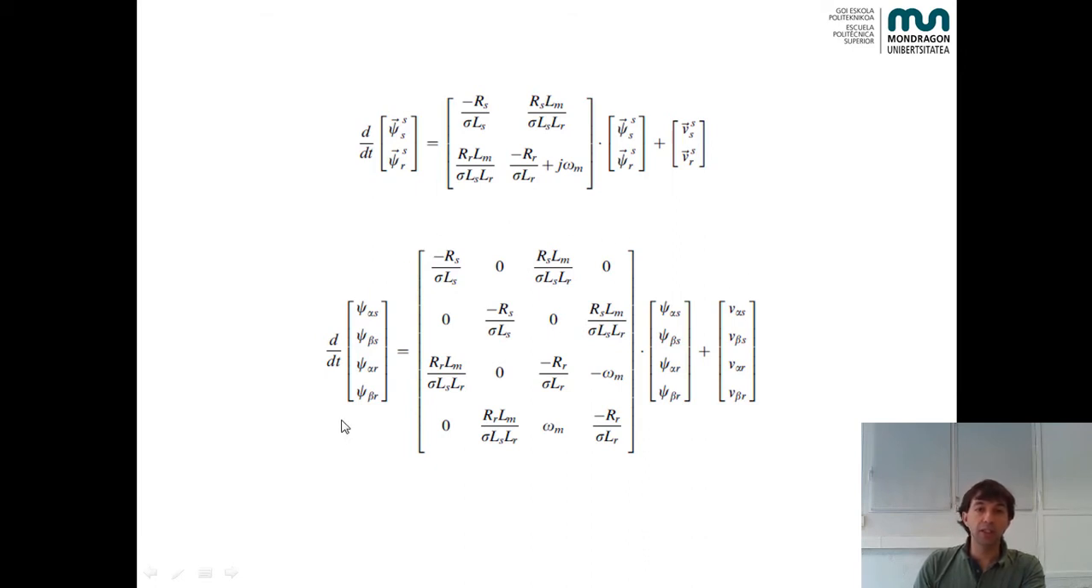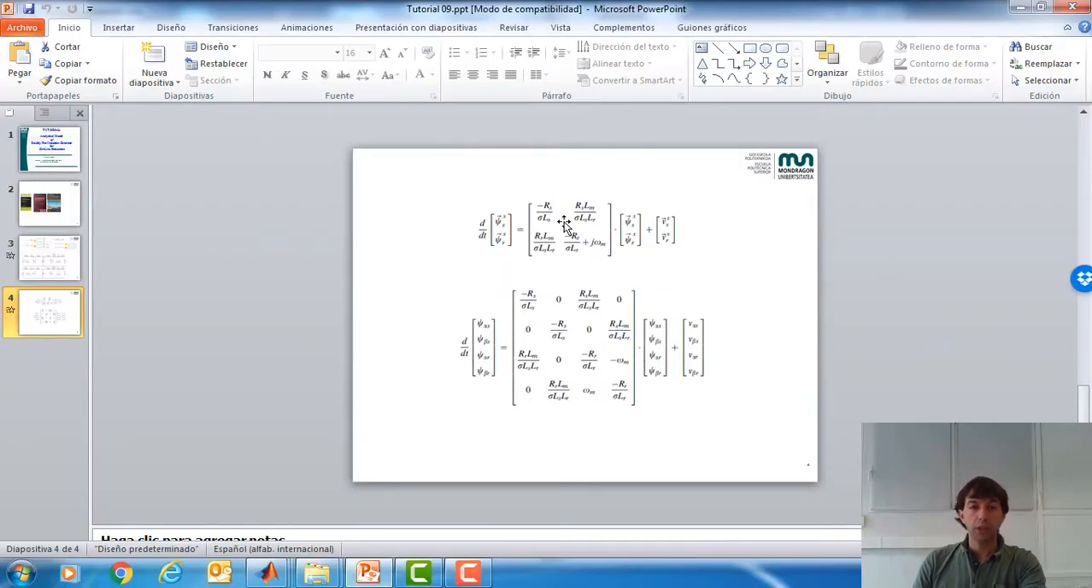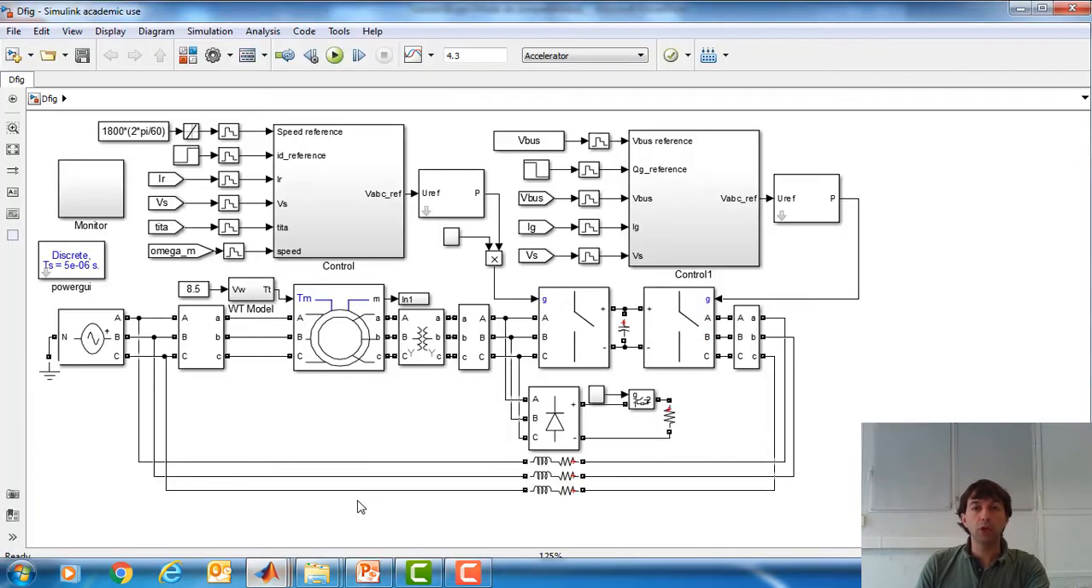Okay, so this state space representation is the analytical model, one of the possible analytical models of the doubly fed induction generator. From these equations, we are going to derive the Simulink program that we are going to implement in our system. So let's go to implement the program. Let's go to the Simulink block.